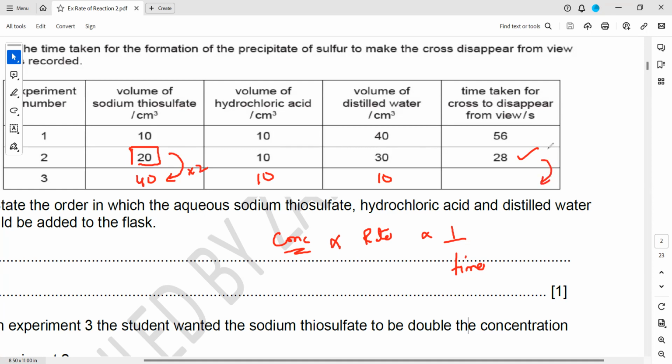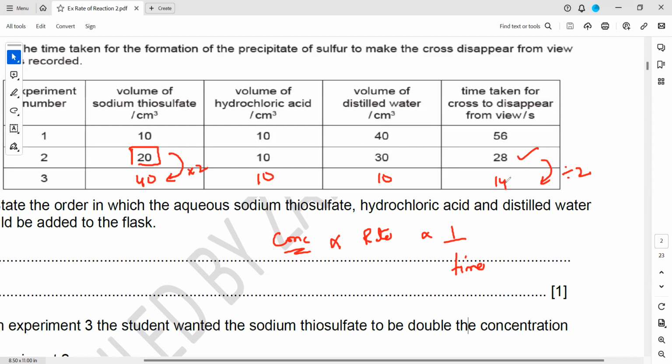Half. Because if you increase the concentration or the number of particles in a unit volume, the rate of the reaction will increase. If the rate of a reaction increases, the time taken for the reaction to occur will decrease. So if the concentration or the amount is double, the time will be half. What is half of 28? Half of 28 is 14.